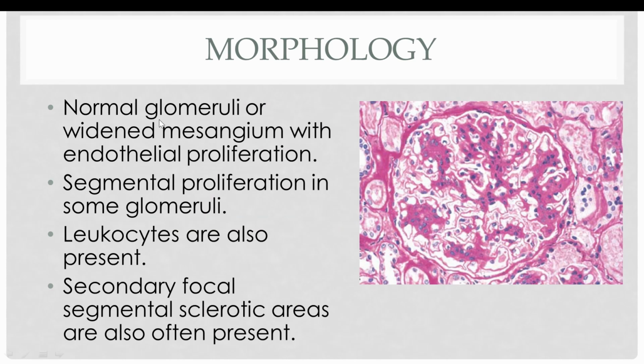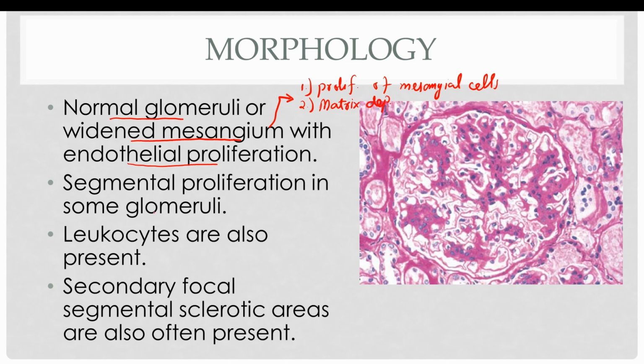So coming on towards the morphology. The glomeruli in IgA nephropathy have a variable appearance. They could be either normal, or there could be a widened mesangium with endothelial proliferation. The mesangial widening is occurring due to two reasons. The first is the proliferation of mesangial cells, and the second is increased matrix deposition.